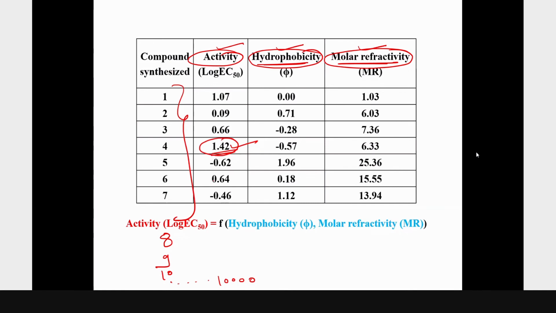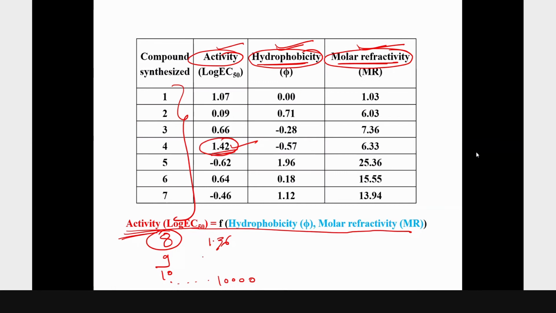So then you have come up with the QSAR model like this, and for compound number 8, using the computer you can predict the hydrophobicity and molar refractivity values, and using these you are going to predict the activity value which was unknown. So suppose you get a value of 1.36 or something, you will say okay, I have got a compound which has a reasonably good value.